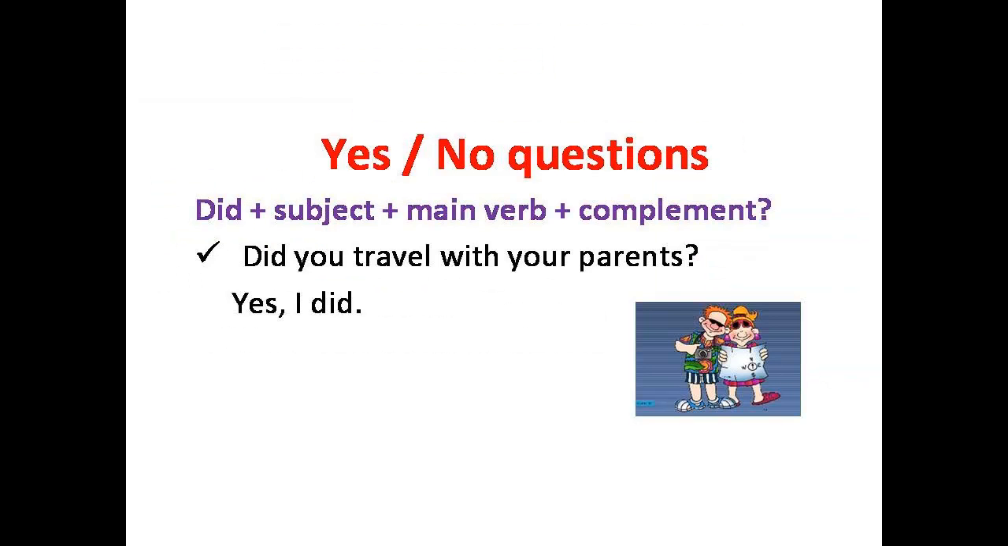Now yes or no questions, we don't need to put a WH word. We start with did and then the subject, the main verb and complement and the question mark, and the answer is yes or no. So, did you travel with your parents? Yes, I did. And if the answer is no, no, I didn't.